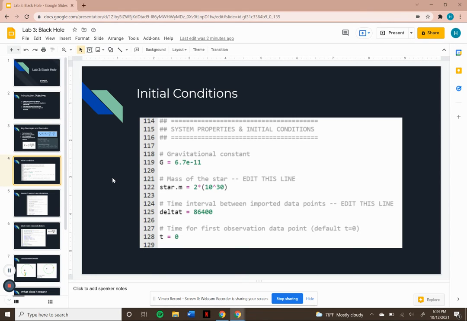So, before we get started with coding, we have to set initial conditions. We have the gravitational constant, which has its universal value, the mass of the star, which is 2 times 10 to the 30, which is given, and delta t equals 86,400, the time interval, which represents seconds in a day, and we just start with time equals 0 for our initial.